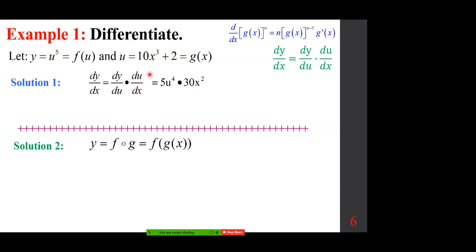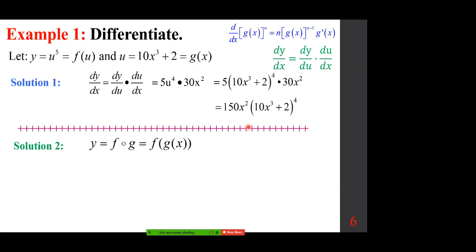We are done with calculus. We are going to just rewrite things. How? We're going to change the u to 10x cubed plus 2. And then we're going to put this one times 5 in front. And we're done. Now, this is simple enough.